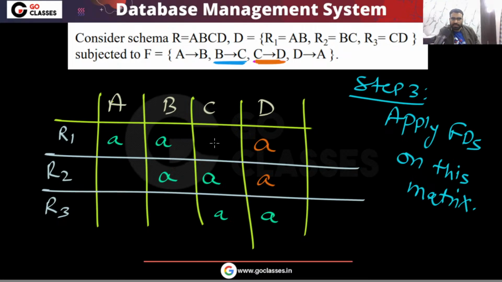So like this we can do. So finally, now you can stop. Why can you stop? Because look at this row. This row has all the entries A. Look at this tuple. This tuple has all entries equal to A.